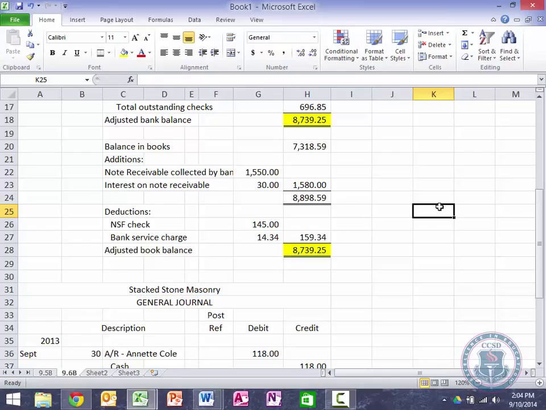All right. We still need to do our general journal. So we're going to come down here. What are the things that we need to put in the journal? The checks.